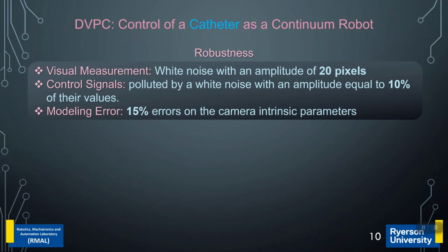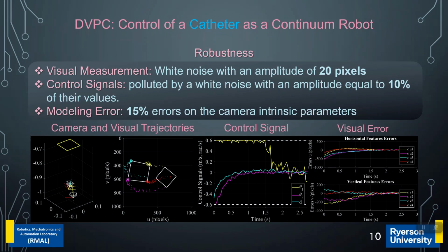In order to verify the robustness of the controller in the presence of system uncertainties and modeling errors, the camera measurement, the control inputs, and the camera intrinsic parameters are polluted by the following errors. As demonstrated, due to the internal model control structure, the system was robust and the camera converged to its final destination successfully.